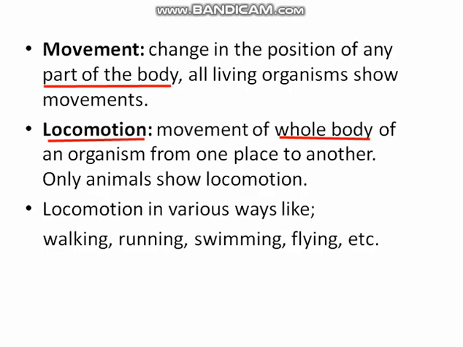When we talk about movement and locomotion, movement is shown by all living organisms including plants. But when we talk about locomotion, only animals show locomotion. That means only animals can move from one place to another, while plants are fixed at a certain place. When we talk about locomotion in animals, there are different ways by which different animals move from one place to another. For example, some animals walk while others run, some swim and others fly.